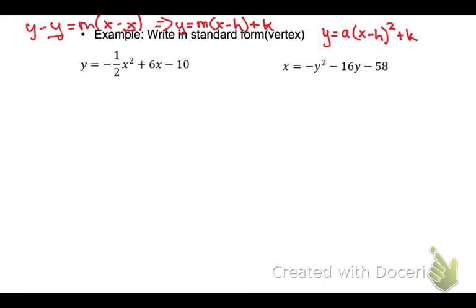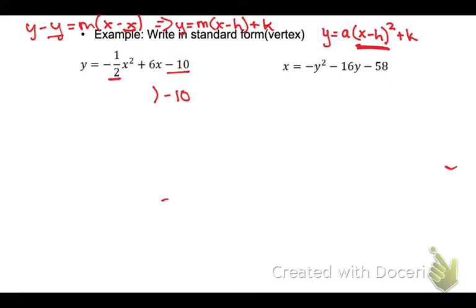Okay, so we have y equals negative 1/2 x squared plus 6x minus 10. We are going to complete the square. It's called completing the square because we are going to make a perfect square trinomial. Is this a perfect square trinomial if I multiply it out? It froze up on me. It is. And so that's what we're going to make. So the first thing we do is kick out the negative 10. Now, the leading coefficient has to be 1.